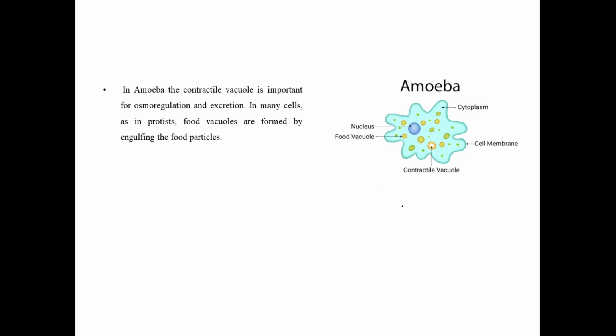Now in amoeba, a contractile vacuole is present which is important for osmoregulation and excretion. So here in this diagram of an amoeba you can see the presence of contractile vacuole, and in many cells, as in protists, food vacuoles are formed by engulfing the food particles.